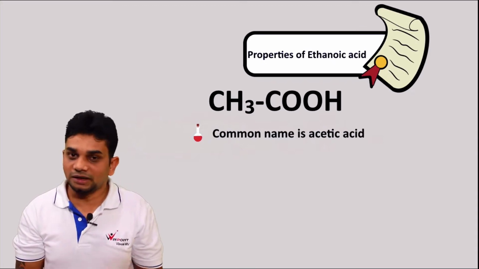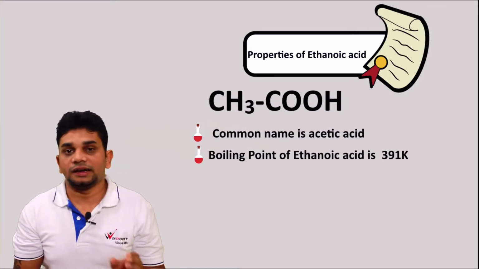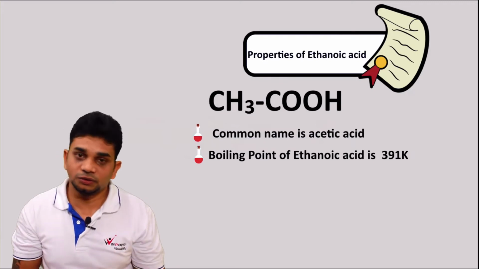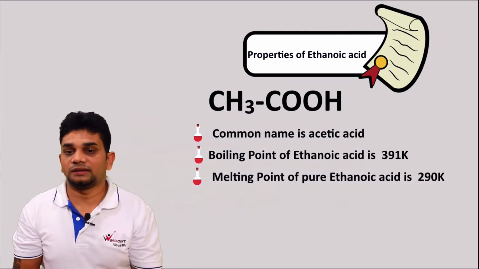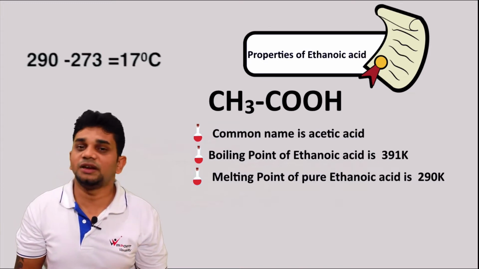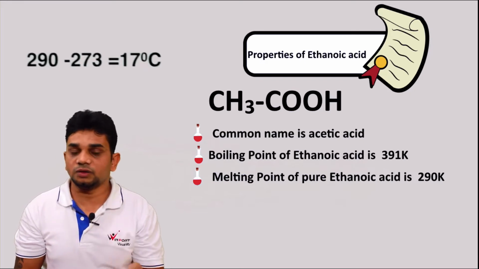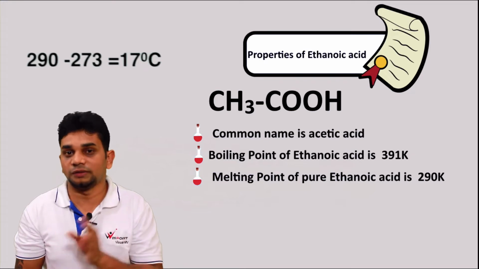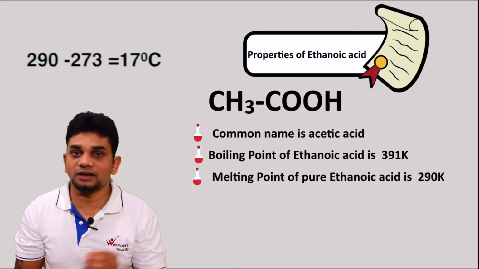First we can discuss melting point and boiling point. The boiling point of ethanoic acid is 391 Kelvin. At 391 Kelvin, it will convert into vapor. Melting point of pure ethanoic acid is 290 Kelvin. 290 Kelvin means it is 17 degrees Celsius. Just subtract 273 to convert Kelvin to degrees Celsius. 290 minus 273, 17 degrees Celsius.